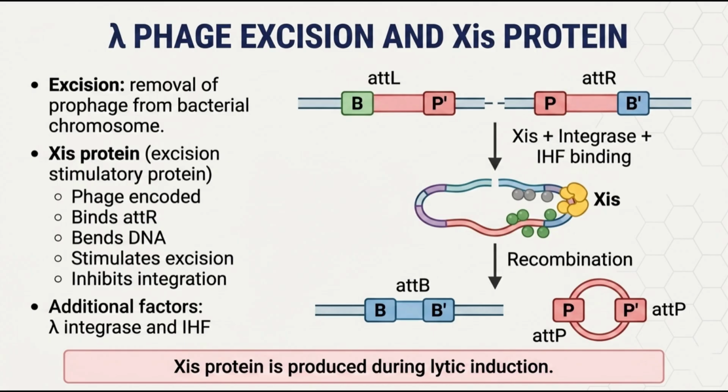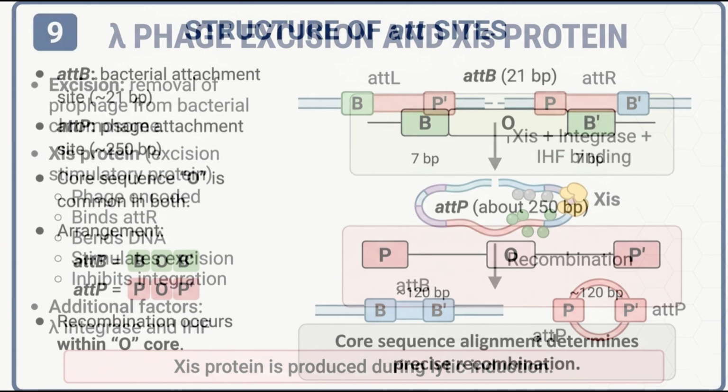Xis stands for excisionase. Xis binds specific sequences in attR and bends DNA. Its functions include stimulating excision and inhibiting integration. Thus, Xis acts as a directional regulator controlling recombination outcome. Importantly, Xis protein is synthesized only during lytic induction.